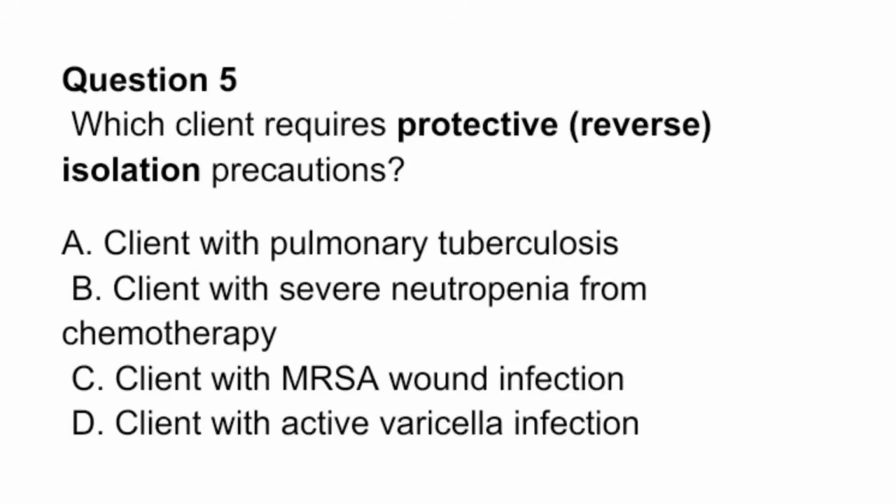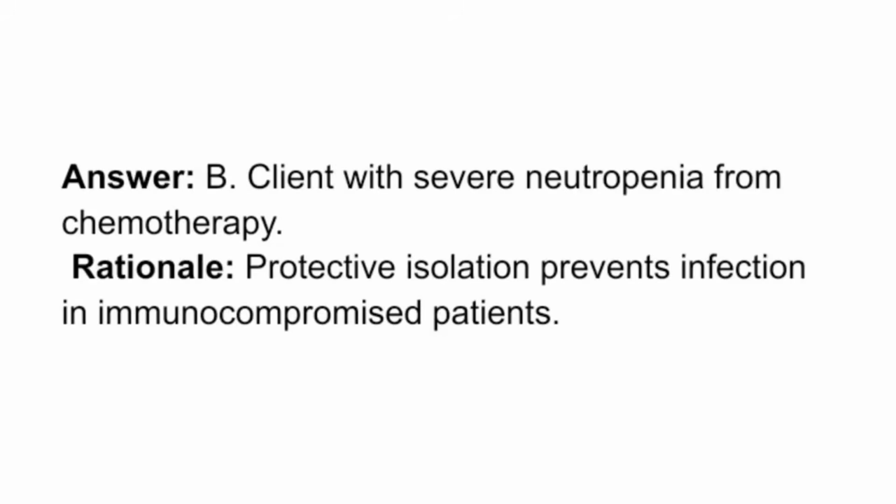Question 5. Which client requires protective or reverse isolation precautions? A. Client with pulmonary tuberculosis. B. Client with severe neutropenia from chemotherapy. C. Client with MRSA wound infection. Or D. Client with active varicella infection. The answer is B. Client with severe neutropenia from chemotherapy.